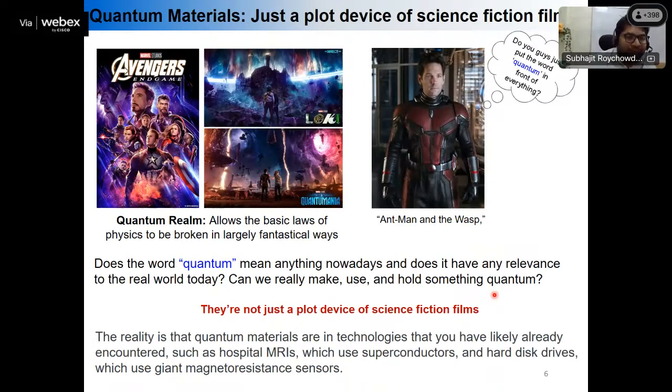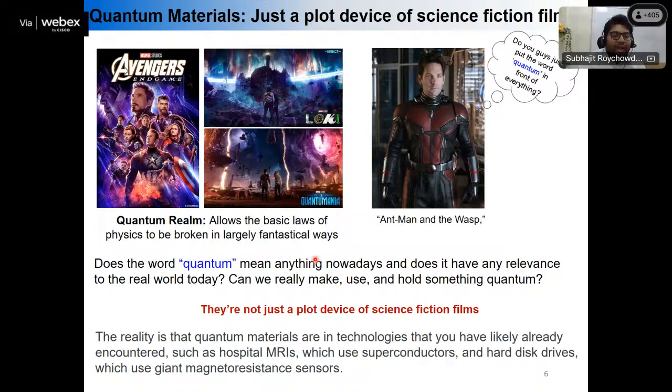Now, what is a quantum material? I'm sure most of us watched Avengers: Endgame and liked it, because they use the term quantum realm, which allows the basic laws of physics to be broken in a largely fantastical way. Now, after saying that, in the current scenario you can also ask a very simple question: do you guys just put the word quantum in front of everything to make it sound sensible? Can we hold something as a quantum material? Does it make any real sense in our real world today?